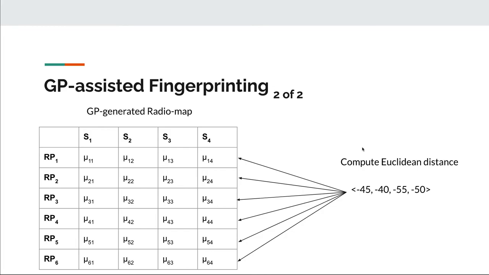Since the GP-assisted fingerprinting uses the same type of radial map as the traditional fingerprinting, we can use the same Euclidean distance method to find the RSSI fingerprint that most resembles the unknown RSSI vector. And we can use the same method as well to find the reference point that is most likely the originator of the unknown device.